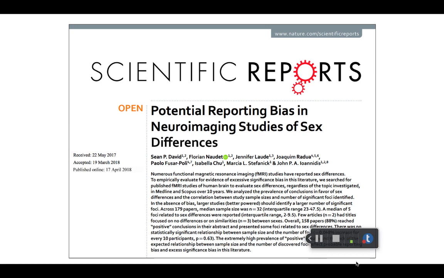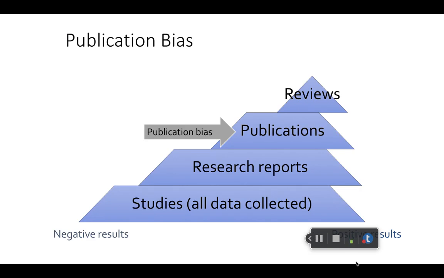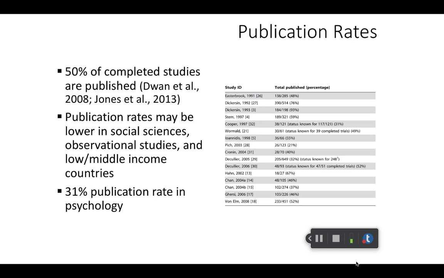Here's a study of potential outcome reporting bias in neuroimaging studies of sex differences. This problem of outcome reporting bias has been detected in all disciplines and all fields. The next step is publication bias. We do know that only half of completed studies are actually published.